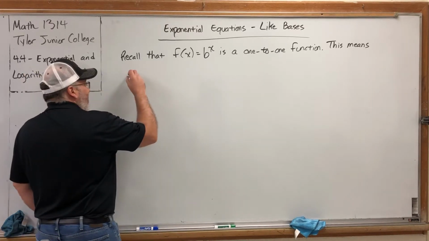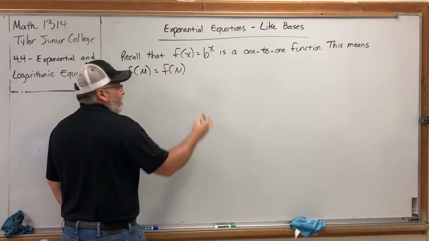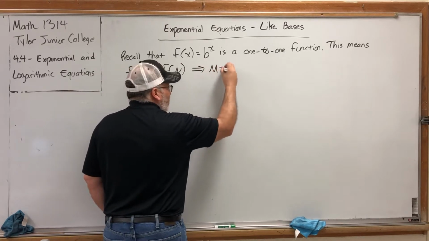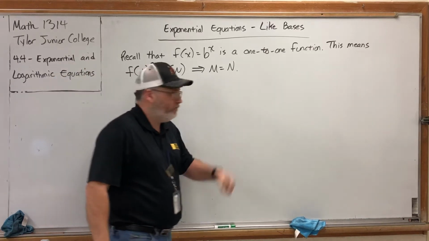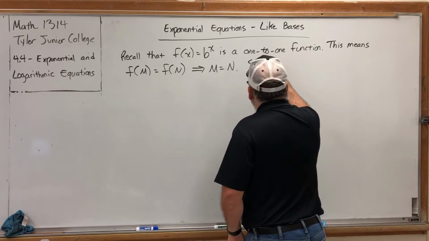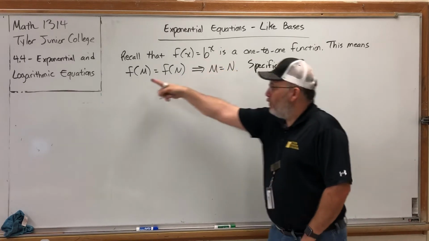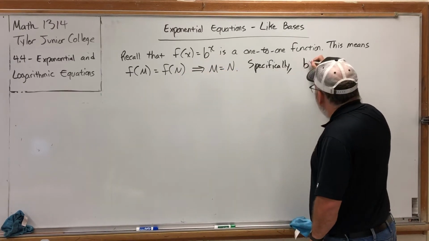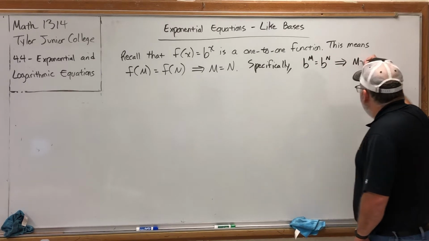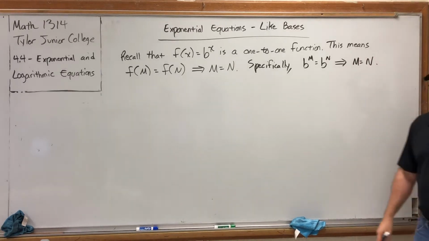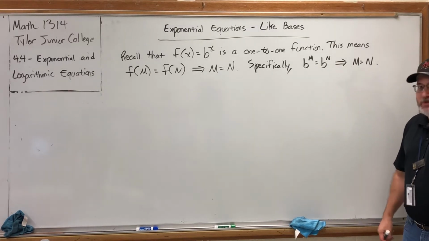Symbolically, you could say that f of M equals f of N implies that M equals N. In other words, the only way two things can come out the same is if they went in the same. Specifically, if we apply this function to both of these inputs, we're saying that b to the M equals b to the N implies M equals N. Almost as if the bases just cancel and you equate the exponents. That's one strategy we're going to use in some exponential equations.